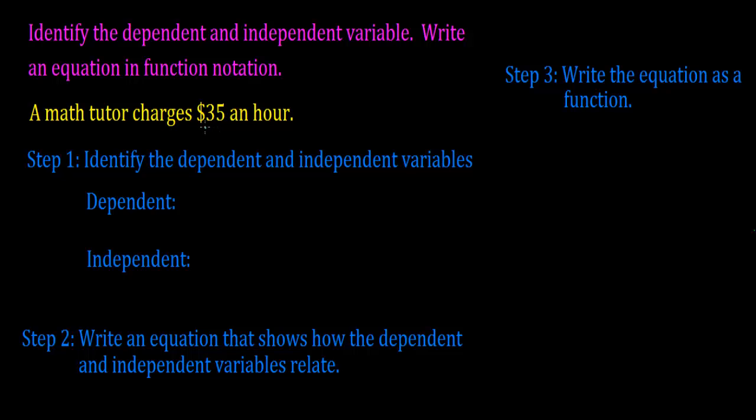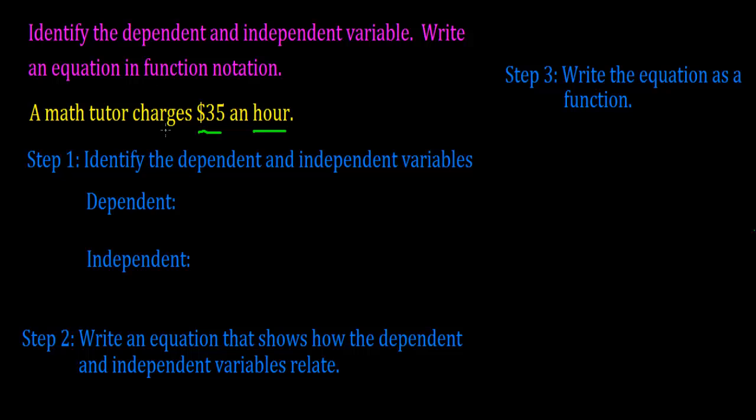I know that the fee, or the amount of money that this tutor charges, is one of the variables. I can call this a fee, or the cost. And I know that the other variable is hours. Now I have to establish which of these two variables is the dependent and independent variable. And to do that, let's try and rephrase what this means. A math tutor charges $35 an hour.